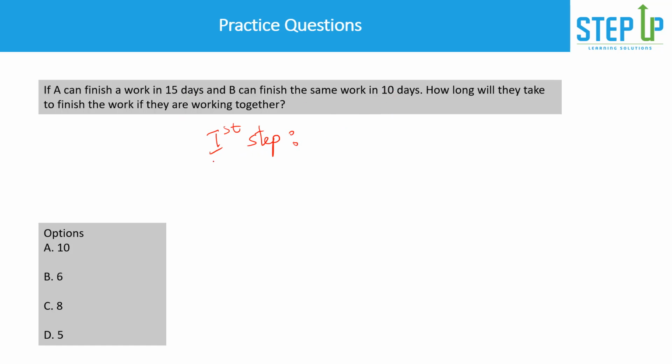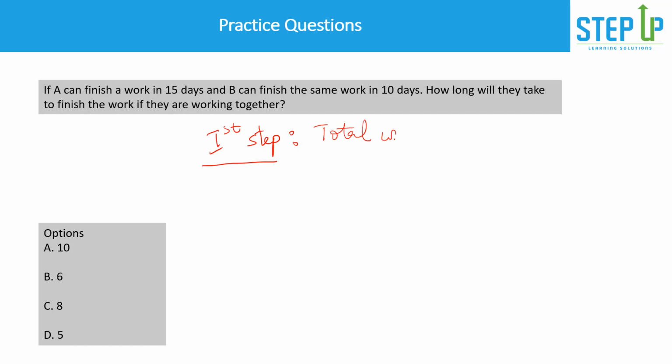Now the concept is simple. This is no rocket science. Why we are taking the LCM is that we want to reduce our calculations as much as possible, because I don't want to get into things like per day efficiency is 1 by 15 if he finishes the entire work in 15 days, and similarly this is 1 by 10. I don't want to get into that. I'm saying let's take the LCM of 15 and 10 and let's assume the total work to be that, right?